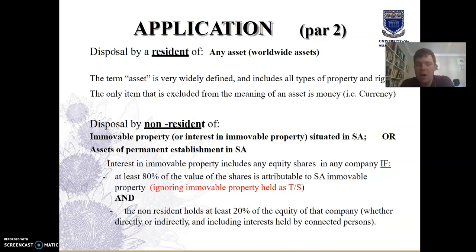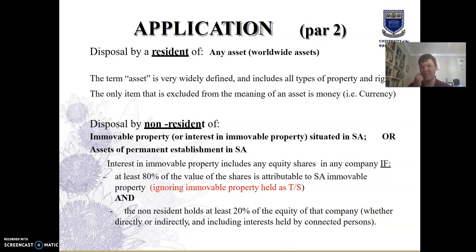Next thing, we have to see who is going to be subject to CGT. Now, if you are a resident of South Africa, and remember, this is part of the Income Tax Act, so it doesn't make a difference how you are determined to be resident, whether it be ordinary residence or due to the physical presence test. If you're a resident as defined, you are going to have CGT on any asset. Obviously excluding currency, but any other type of asset, if you are a South African resident, you will have CGT if appropriate.